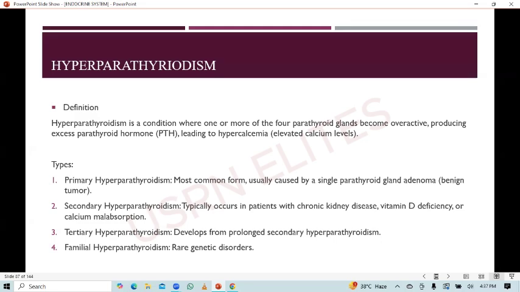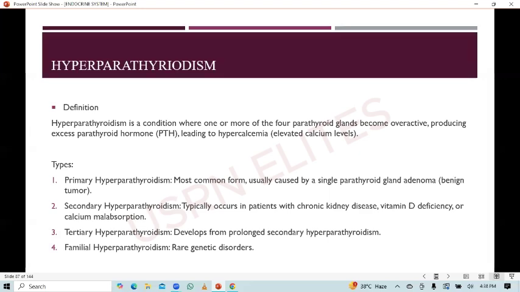And then these excess cells mimic the normal cells, and they also begin to produce more of the parathyroid hormone. This is how we get primary hyperparathyroidism. So when there's a cancer of the parathyroid gland, it can cause hyperparathyroidism. That is the primary one.